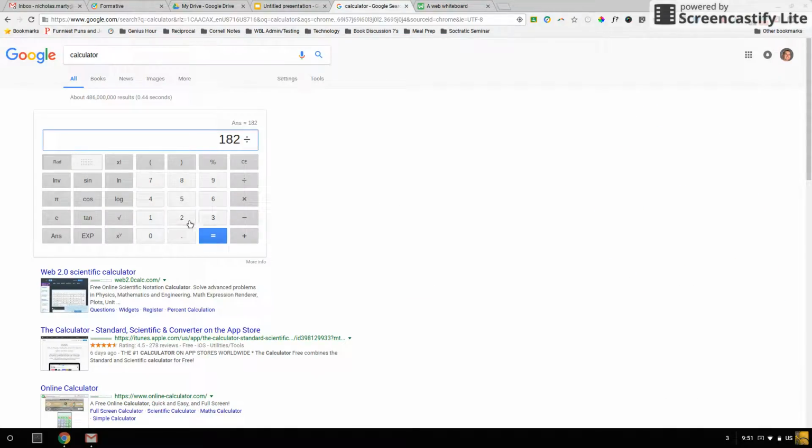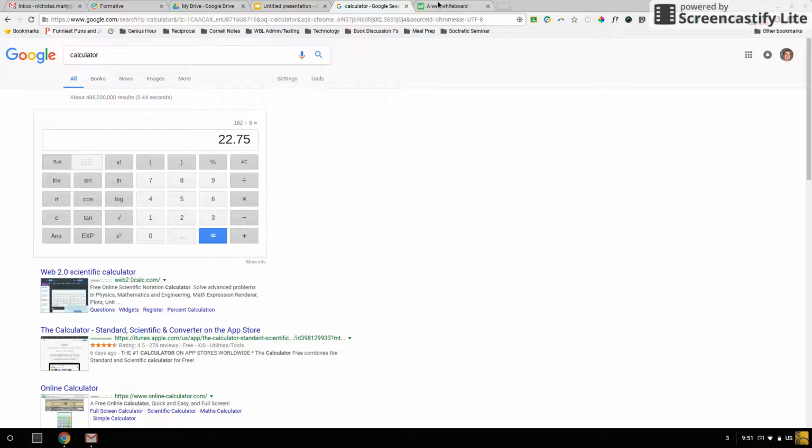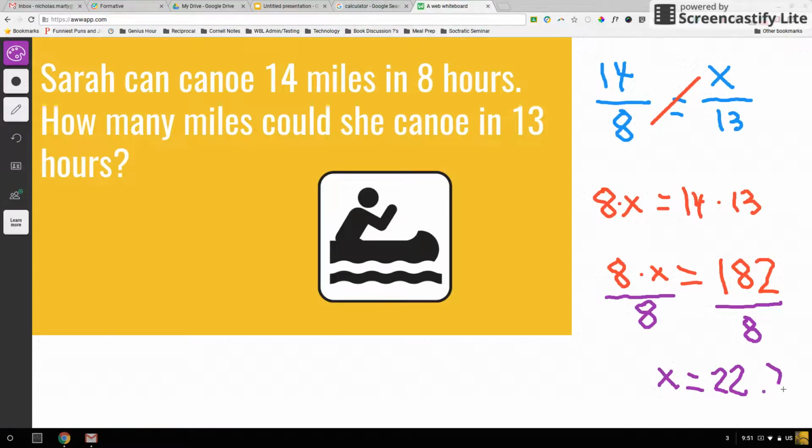Let's do that. 182 divided by 8 gets me 22.75, which is our answer of how many miles can she go in 13 hours? Well, 22.75 miles.